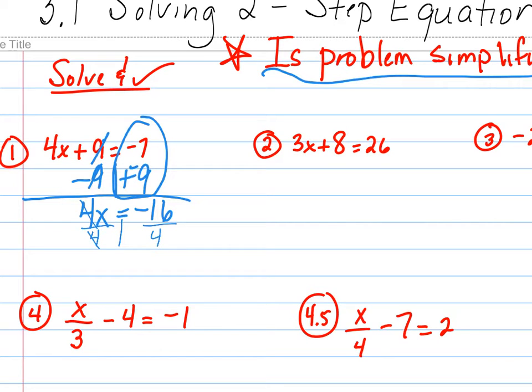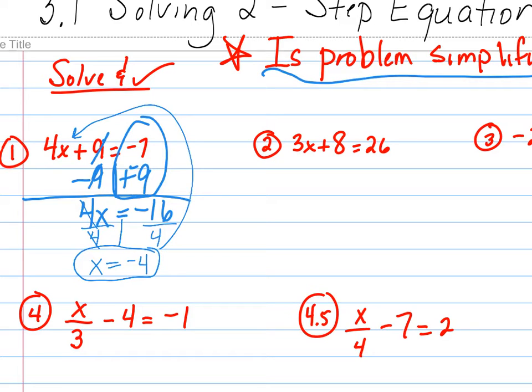4 divided by 4 is 1x, which is the same as x because of our what property? So now you get x is equal to negative 4. How do we know if we're right? Plug it in. You got to plug it into the original problem. Now your checks are going to get longer.